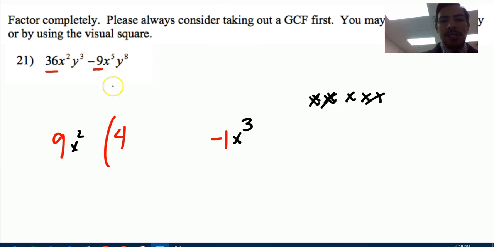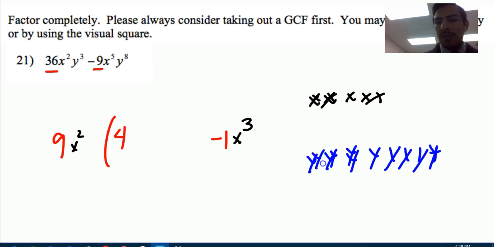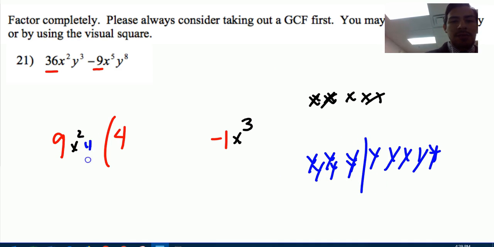For the y's, there are 3 y's here and there are 8 y's for that one. It looks like I can take out at most 3 y's, and that means the other y's are going to be left over. I'm taking 3 y's out of both. If I take 3 y's out of the first term, I'm just left with 4. If I take 3 y's out of 8 y's, I'm left with 5 y's.